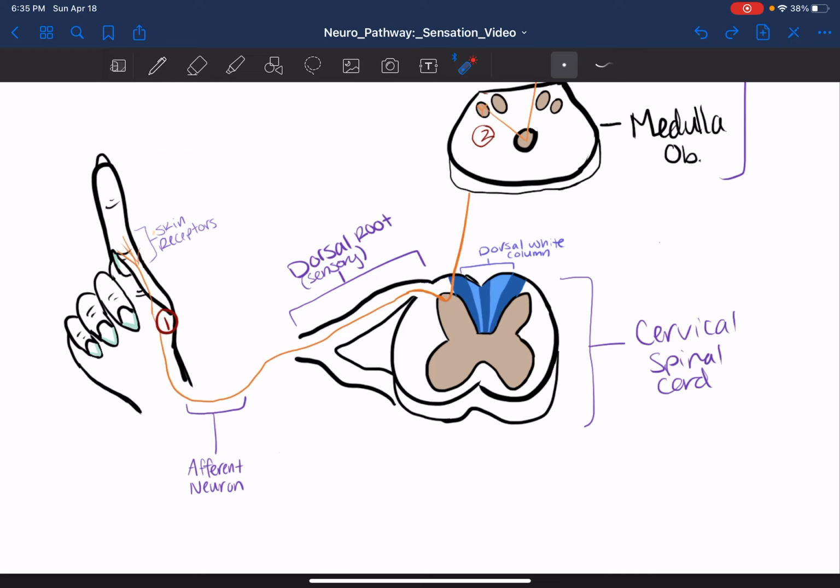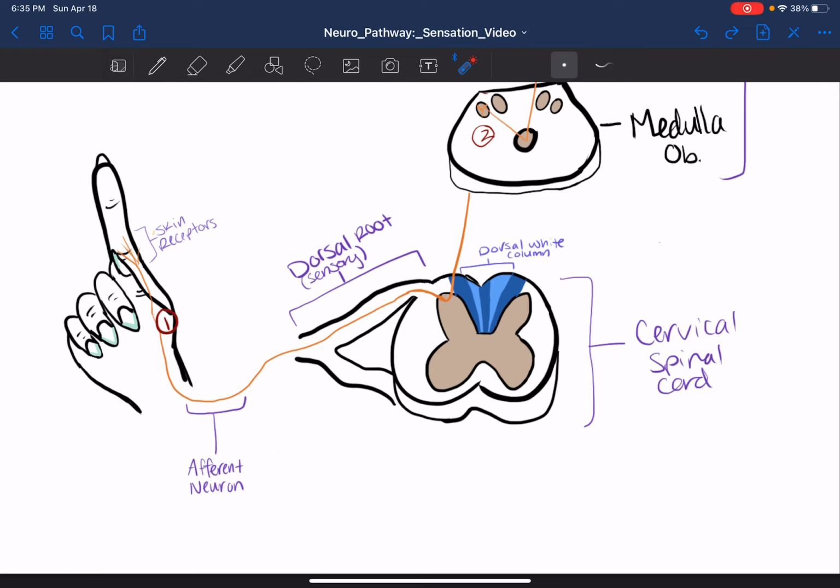A touch on the right finger right here in this area carries skin receptor information, then sending sensory information to the dorsal or the posterior root column tract of the cervical spinal cord. So this is my little cervical spinal cord. The posterior is the dorsal root for sensory.